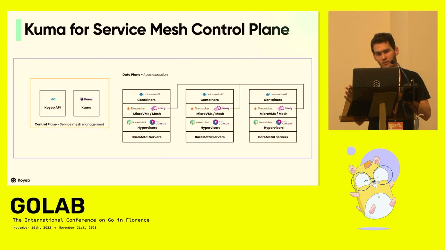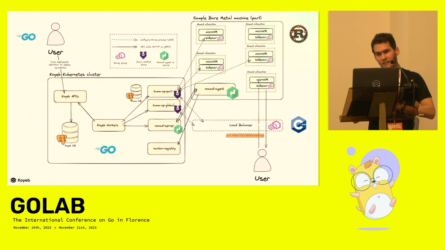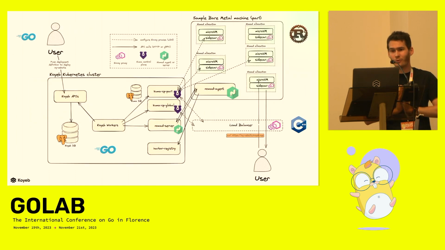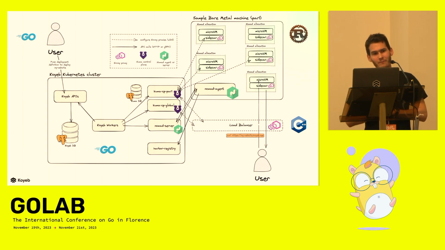And Kuma is doing the same thing as Nomad on the service mesh control plane side. It's basically orchestrating the configuration on Envoy sidecar proxies. So inside of the control plane, you have a Kuma instance, which is dispatching configuration to all Envoy sidecar proxies, which are dealing with the production traffic.